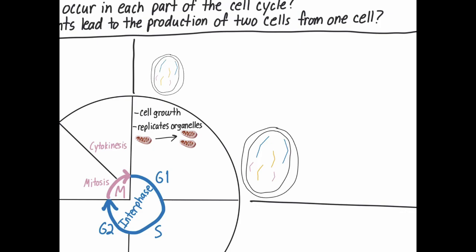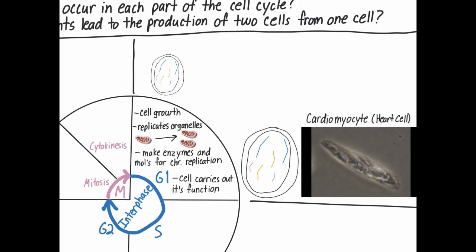During G1, the cell also makes enzymes and molecules necessary for the replication of chromosomes, which will happen in the next phase. Lastly, the cell carries out its function. For example, the function of this cardiomyocyte, or heart muscle cell, is to contract in rhythm. It beats. Many of these cells beating in unison allow the heart to expand and contract, pumping blood through the body. Cell functioning and growth can continue throughout G1, S, and G2.